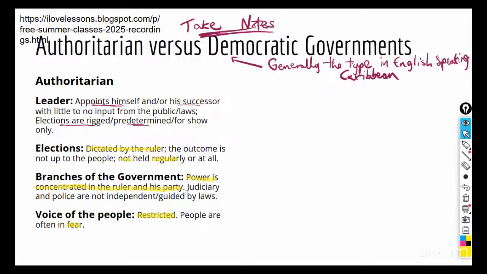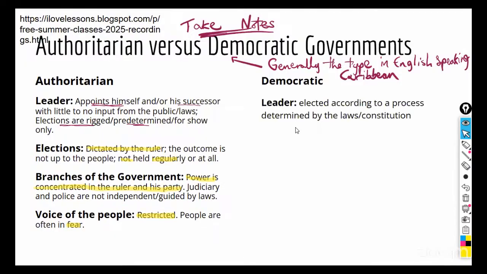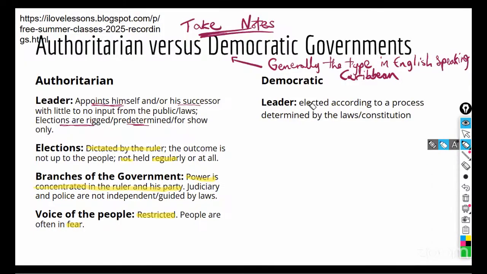All right, let's look at how a democratic government is different. So democratic governments, let's change the color here. We'll put it in green, right? So the leader is elected. There's a process. The process is the same each time. And the process is determined by laws and a constitution. So it cannot be that I call elections when I feel like it. It has to be that I call elections every 5 years.